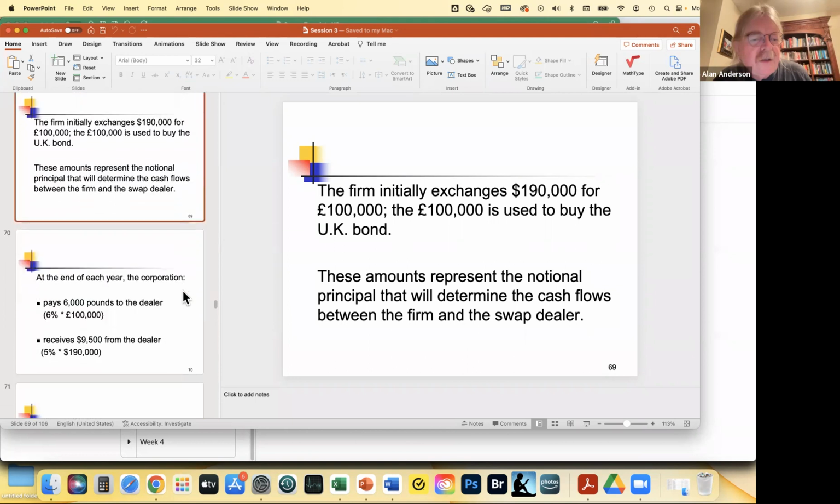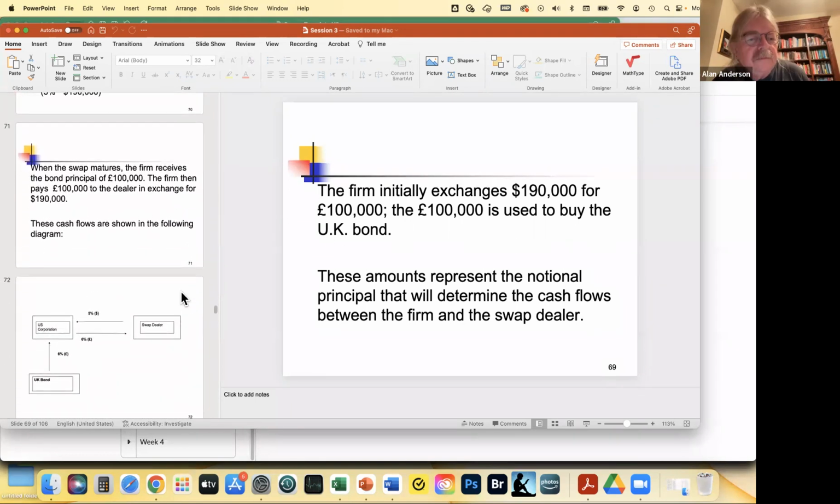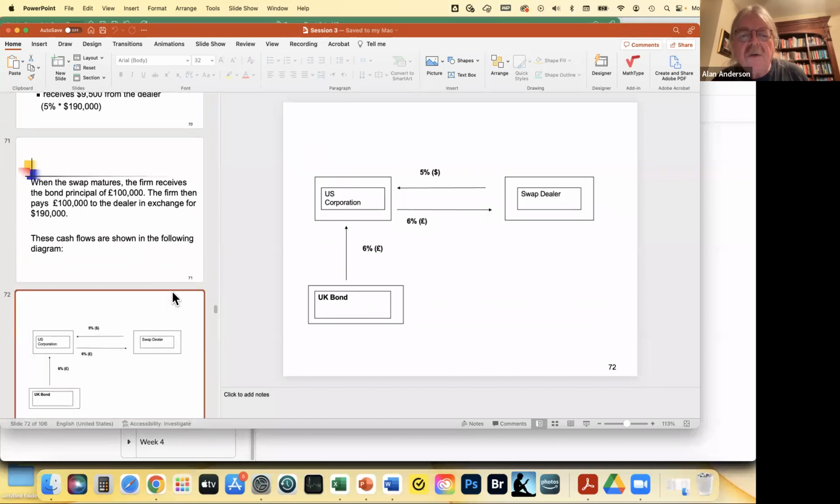So this is what it looks like. The diagram doesn't actually show the exchange of principal, but the corporation bought the bond. They traded dollars to the dealer for pounds. They bought the bond. They collect the 6% coupons in pounds. They trade them off to the dealer, who then gives them in return 5% in dollars. When the swap ends in 5 years, then we'll reverse the notional principal. We will give them back 100,000 pounds, and they'll give us back $190,000.